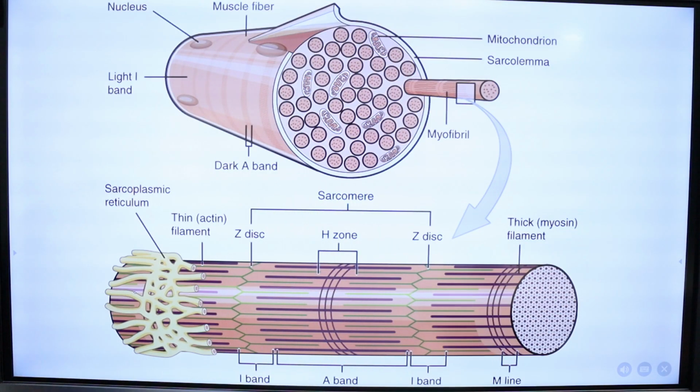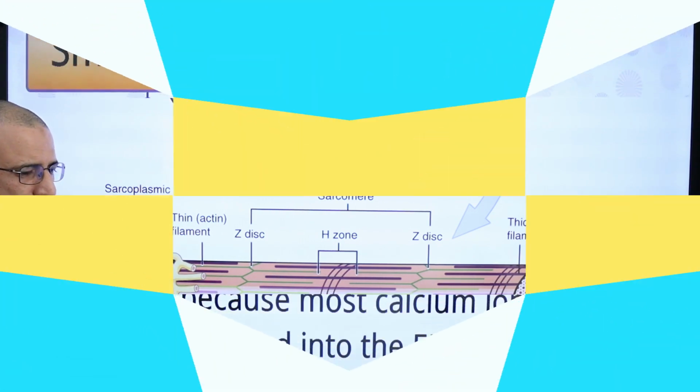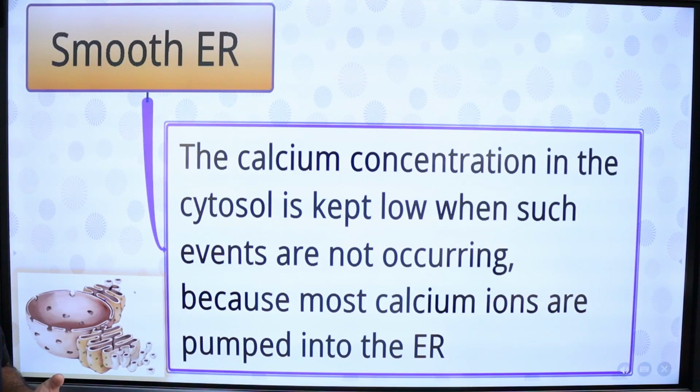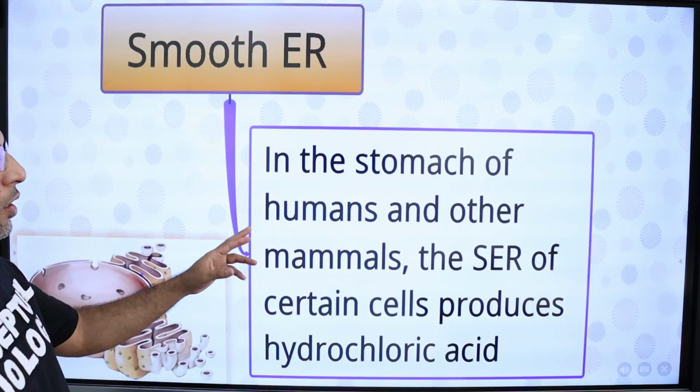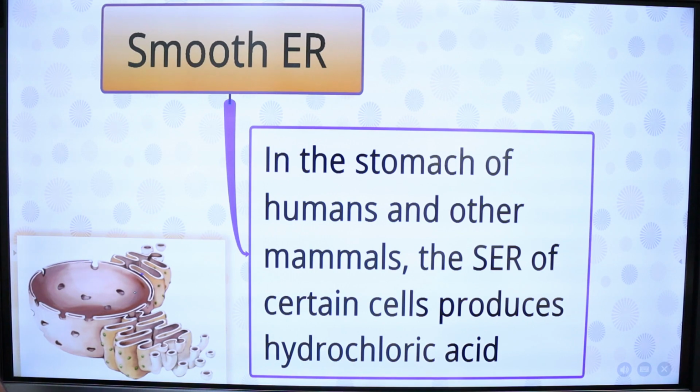So in this muscle cell, we can see sarcoplasmic reticulum. These are modified smooth endoplasmic reticulum, and they store calcium ions, and once these calcium ions are released, they initiate the process of muscle contraction. The concentration of calcium ion in cytosol is kept low. When such events are not occurring, calcium ions are pumped into endoplasmic reticulum. In the stomach of humans and other mammals, smooth endoplasmic reticulum is involved in producing hydrochloric acid.